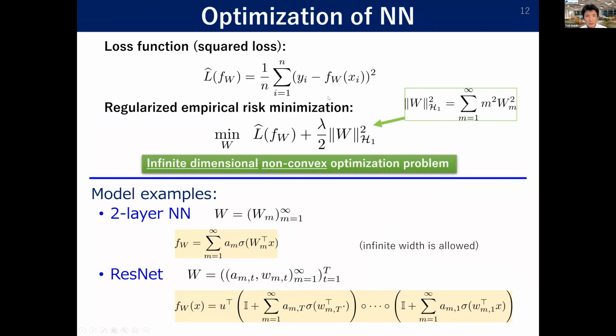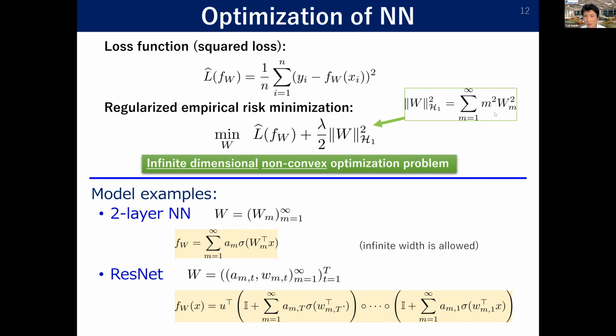Let us consider the loss function defined by squared loss. Here f_W is the model parameterized by W. Maybe f_W can be a 2-layer neural network, or maybe f_W can be a ResNet. We can allow infinite width in this neural network. But just minimizing this loss function would lead to overfitting, so to avoid overfitting, we add L2 regularization here. For technical reasons, we don't consider a simple Euclidean norm, but a weighted L2 norm like this.